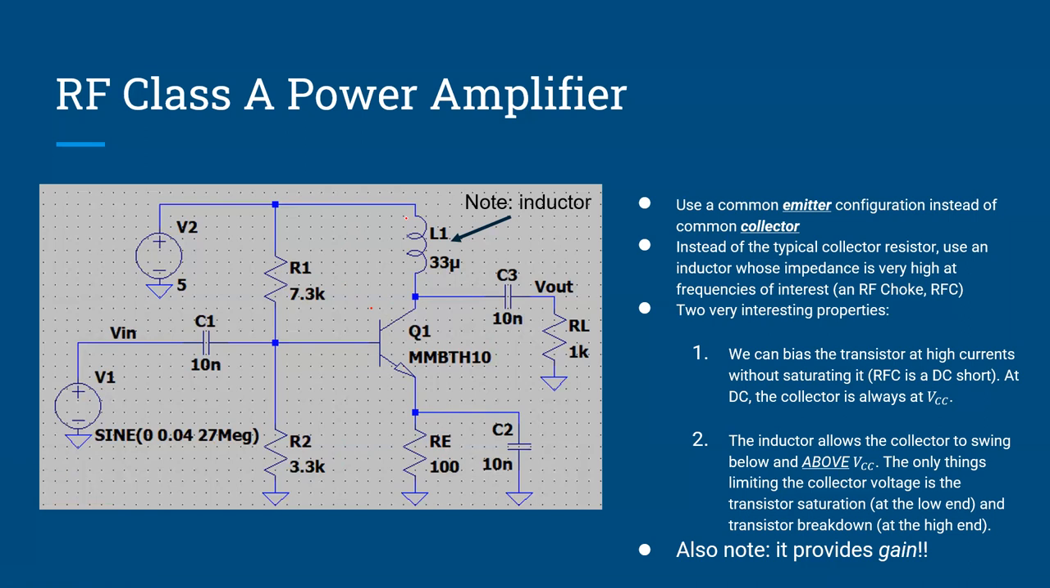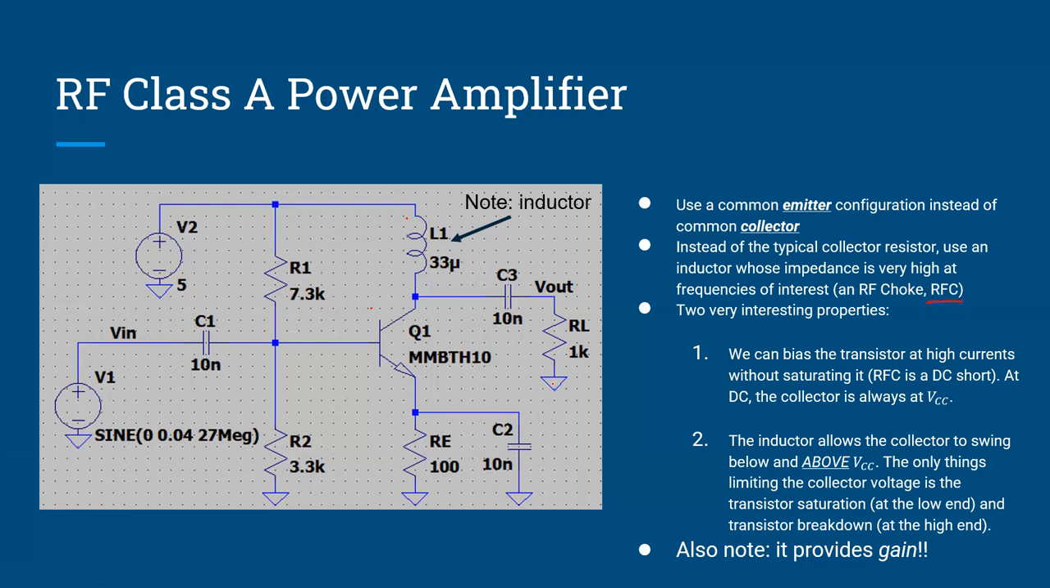The other thing is that we're going to choose the inductance of this inductor such that its reactance at our frequency of interest, in this case 27 megahertz, is fairly high. So kind of the opposite to these capacitors here, right? Remember we chose these AC coupling capacitors such that their reactance was small at frequencies of interest. Here we're choosing the inductor such that its reactance is large. We call this type of inductor an RF choke, or RFC, as you might often see.